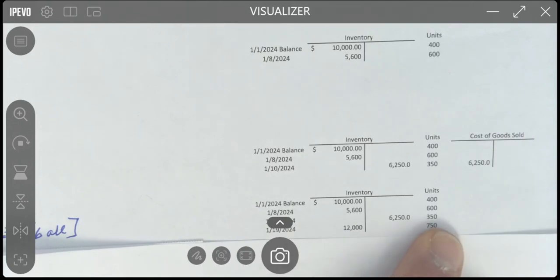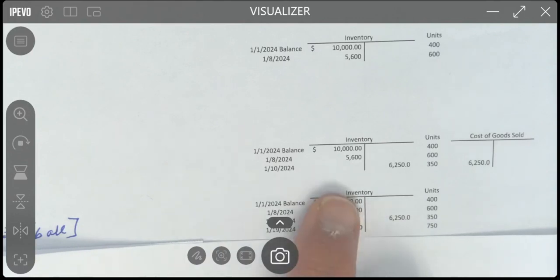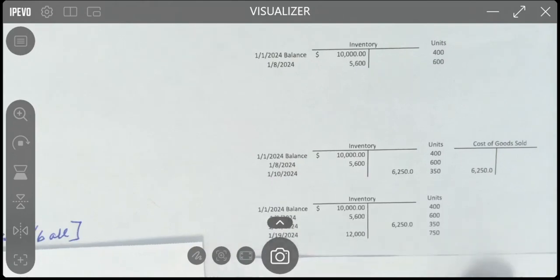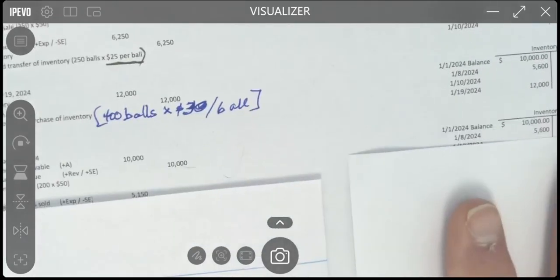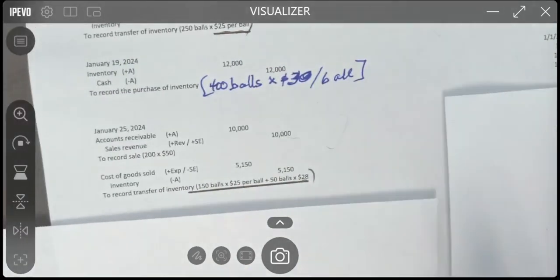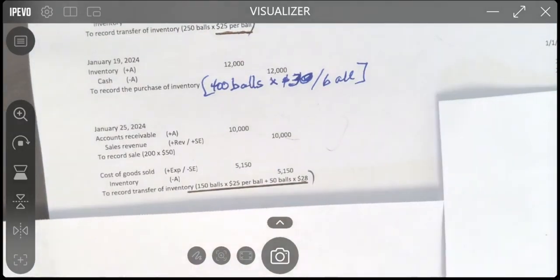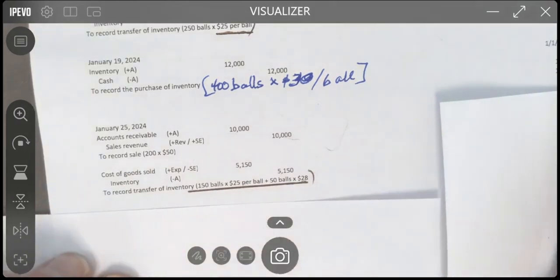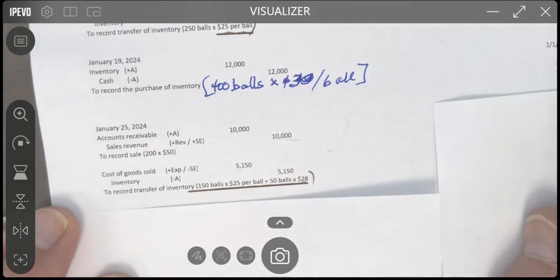So now the number of balls is up to 750, because we had 350 before the purchase. And the total inventory cost is 10,000 plus 5,600 minus 6,250 plus 12,000. All right, and on January 25th, we sold 200 more basketballs for $50. And the cost of the goods sold, well, now we have to do a little thinking here, or we can go to this ledger account.